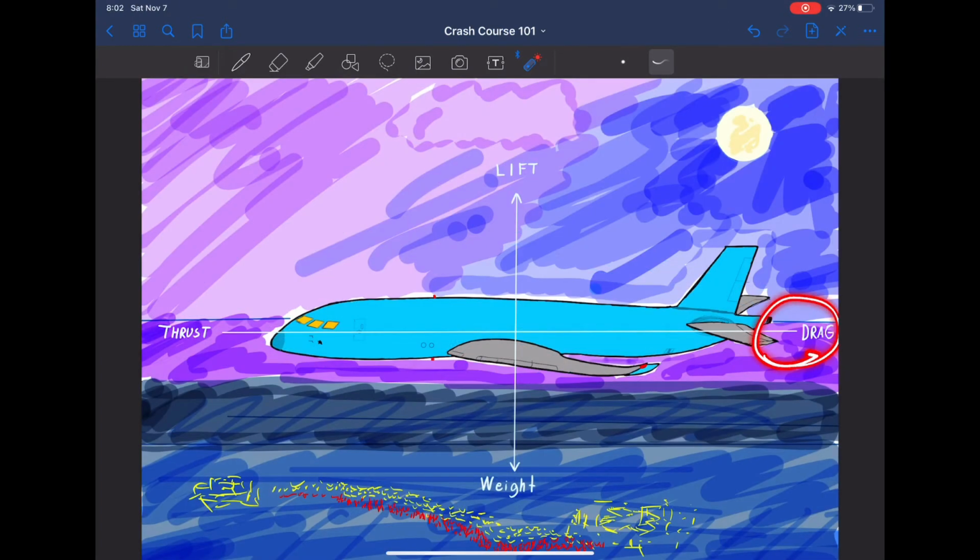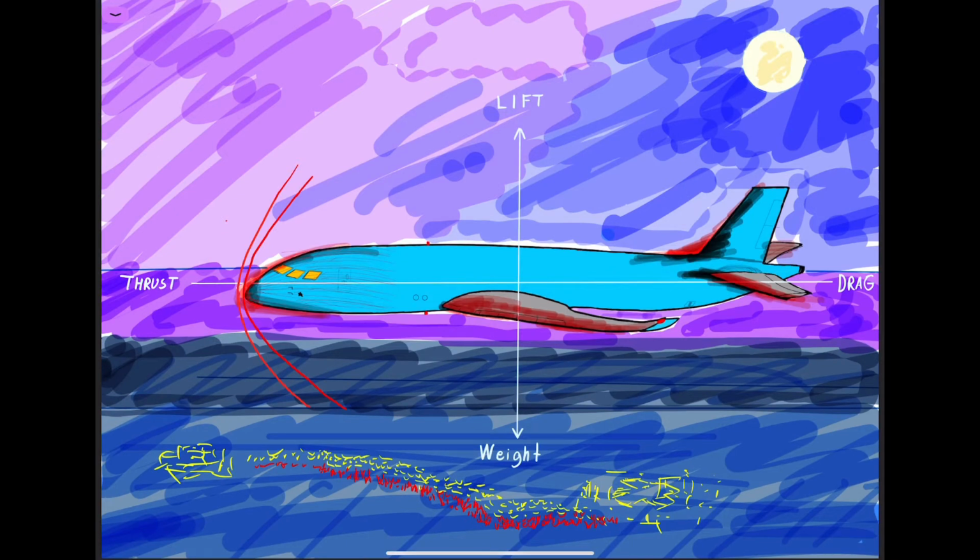Now let's talk about drag. Drag works in a rearward direction of the aircraft. There are generally two big forms of drag, one being parasitic drag, the other being induced drag. Parasitic drag, put simply, is just air friction.